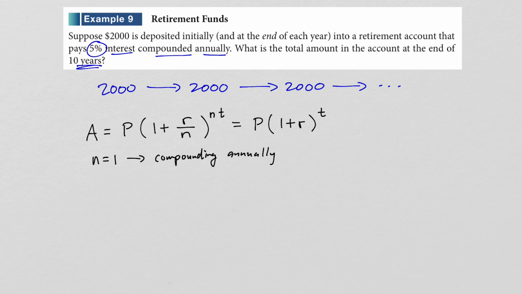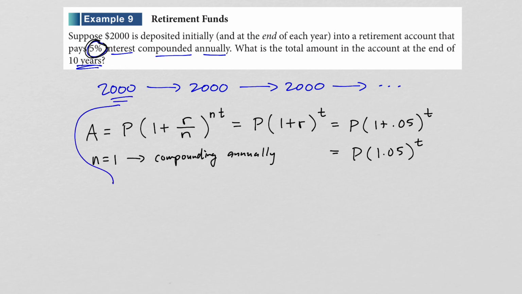And we also know that r is 5%. So this will be p times 1 plus 5% is 0.05. And so this becomes p times 1.05 to the t. All right, so the initial $2,000 that you put into the bank, this initial deposit, the amount of money you're going to have there is going to be $2,000, that's the amount of money you put in, multiplied by 1.05 to the 10th power. Now, it's the 10th power because that money sits in the bank for 10 years, so it gets 10 years of interest.